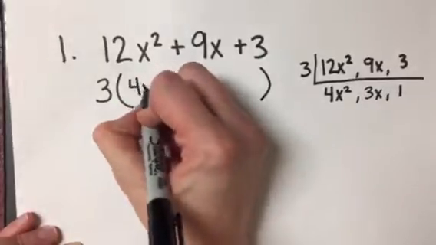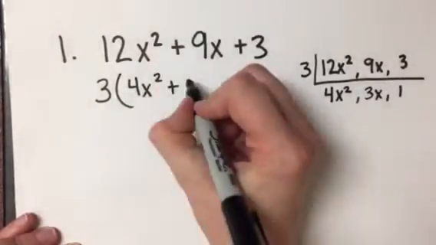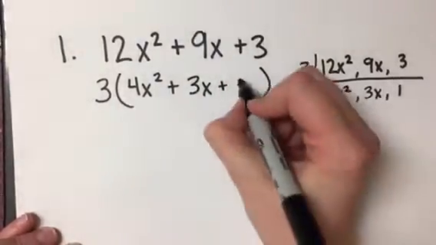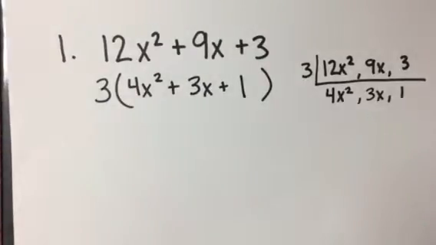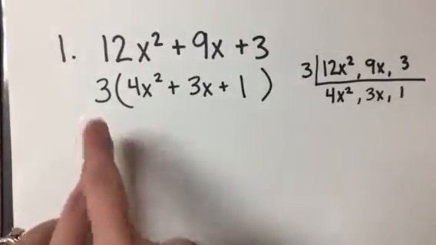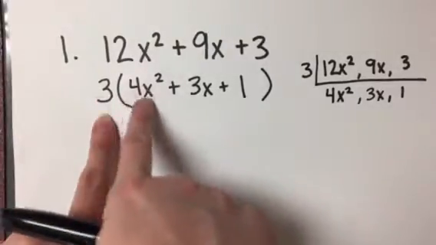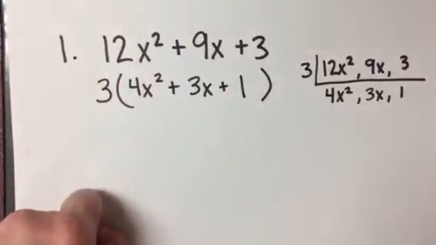So we have 4x squared plus 3x plus 1. That is your final answer when factoring the GCF. You can check your answer by multiplying 3 back into the parentheses to see that you get your original problem.